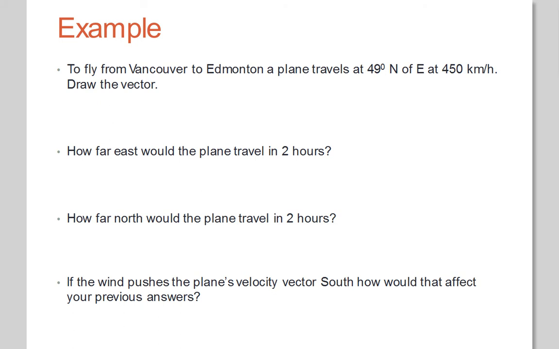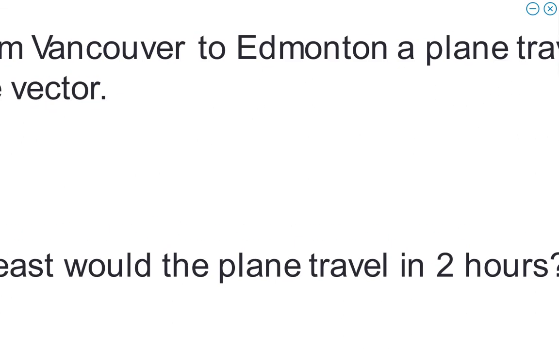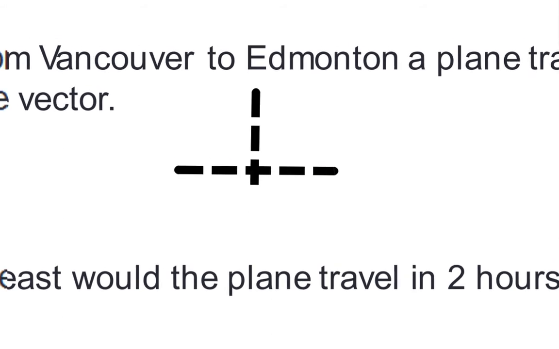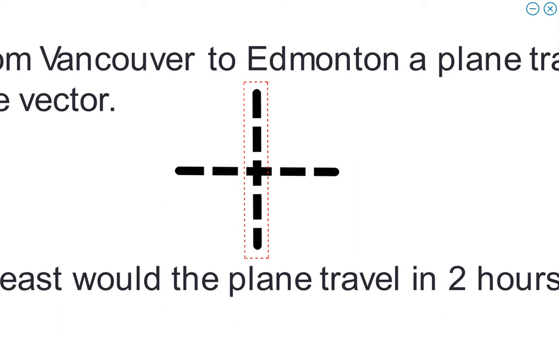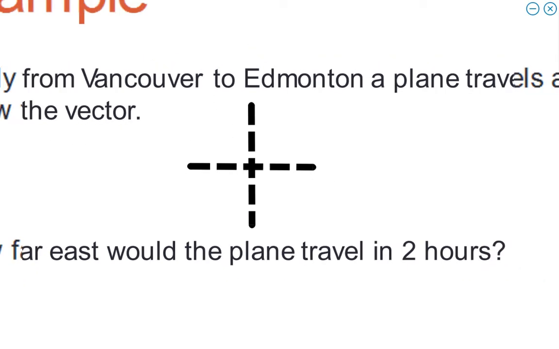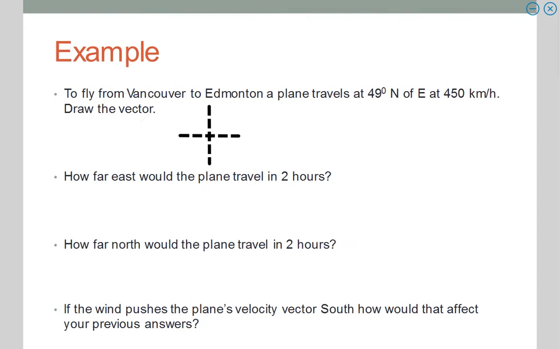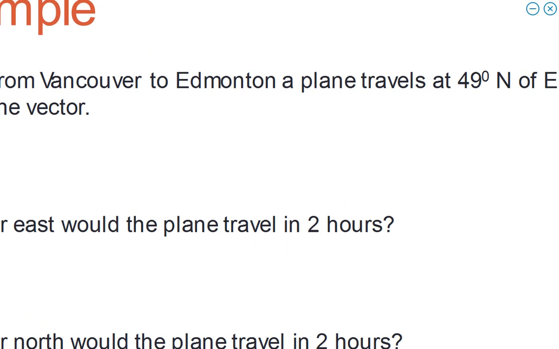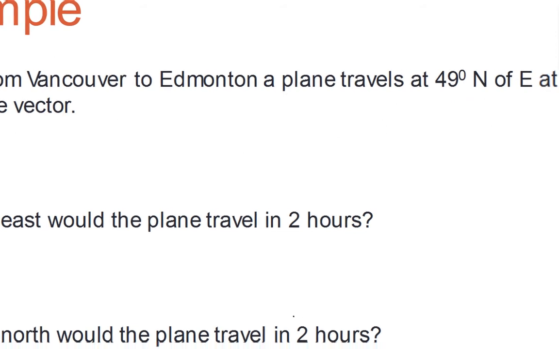So 49 degrees north of east. How do you guys start these vector constructions? To be honest, I would do it really thin. What you can do is draw a really thin grid like that. Maybe if I zoom out. Nope. Anyways, draw a really thin grid like that. And then it's easy to sketch out the vector, like 49 degrees north of east.